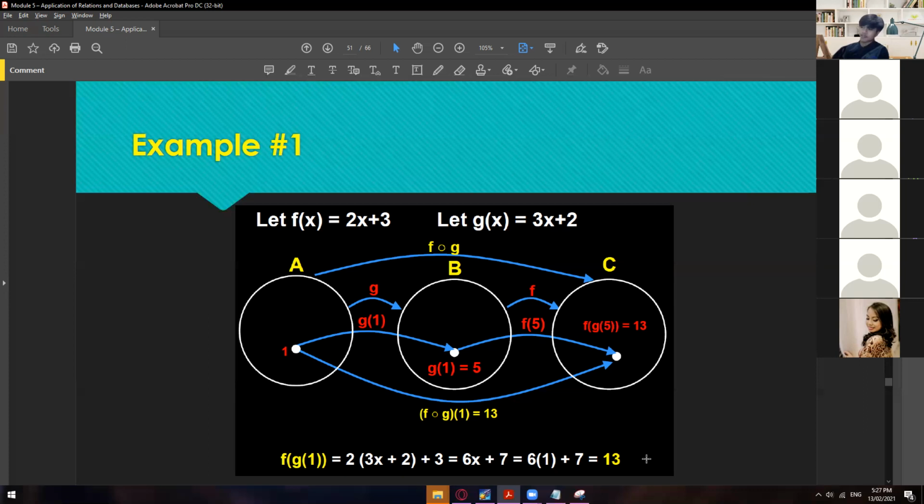So were you guys able to get that one? Yes, sir. So don't look at our drawing. It might just confuse you. Anyway, if you were able to understand this one, then very good.